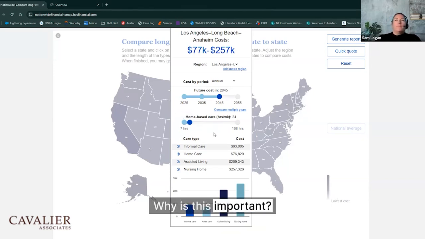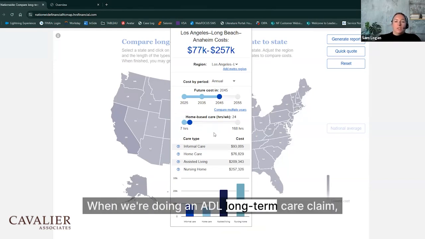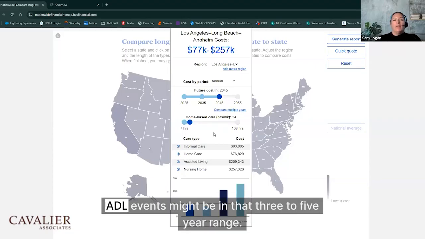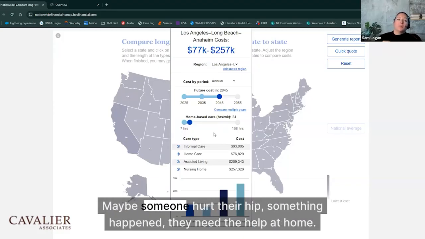Why is this important? When we're doing an ADL long-term care claim, most people are trying to stay at home, potentially with an ADL event. ADL events might be in that 3 to 5 year range. Maybe someone hurt their hip, something happened, they need the help at home.